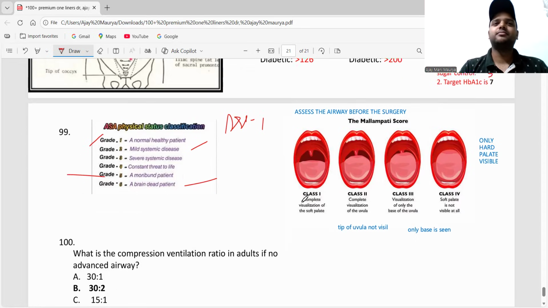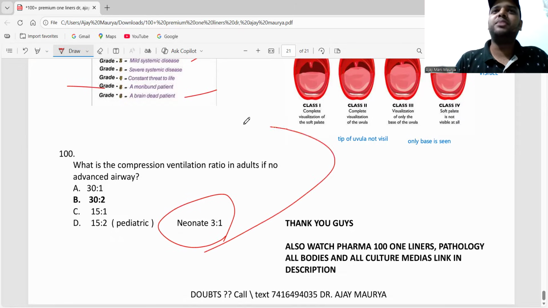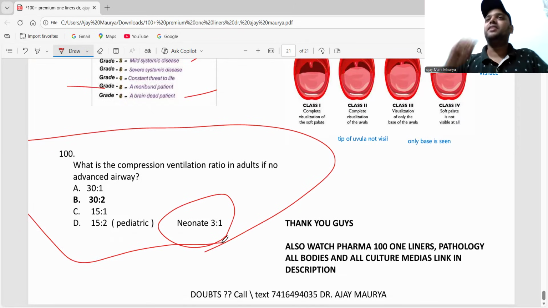Okay. Next one. What is the compression ratio? Oh my goodness, what is the compression ratio? In no advanced airway, it is 30:2. In pediatric, it is 15:2, and in neonate it is 3:1. See, CPR is very, very important. Please try to read the CPR guidelines in a very correct way.